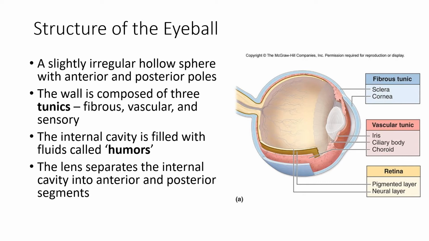And then finally, we have the innermost layer. So that would be the sensory layer, which, as I said, is usually referred to as the retina, which consists of a pigmented layer and then a neural layer. The pigmented layer is a dark layer that contains a lot of melanin that's going to absorb any stray photons that have already passed through sensory cells, and the neural layer contains the sensory cells themselves.